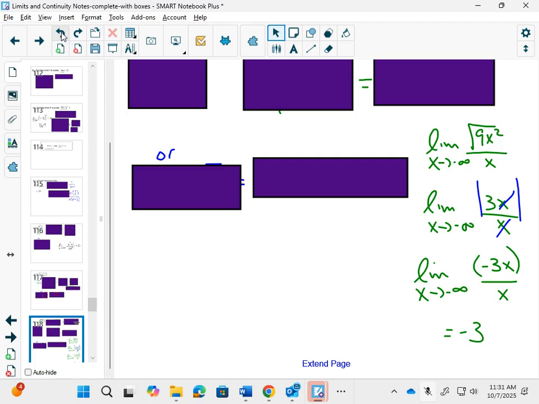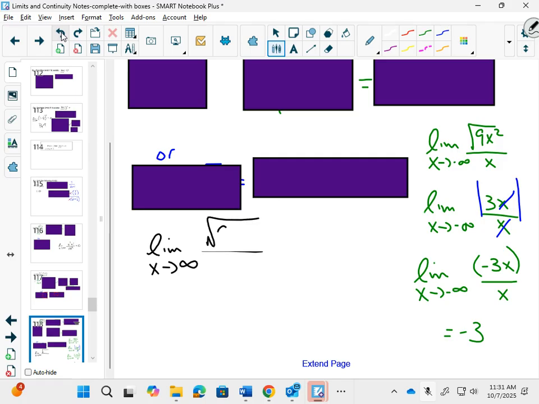Okay? Another technique that we saw in the video yesterday: you can change it to go to positive infinity by making all of your x's negative. Does that make sense? If x goes to negative infinity, I can change it to go to positive infinity if I change all my x's to be negatives. Then I would have the limit as x goes to infinity. Well, this just is 9x squared, and because it's positive numbers, I can just write 3x without absolute values, because x's are positive anyway. But then I would still have the negative x on the bottom, which would still give me negative 3.